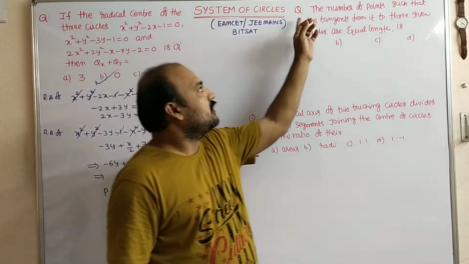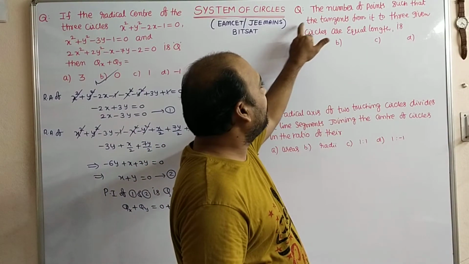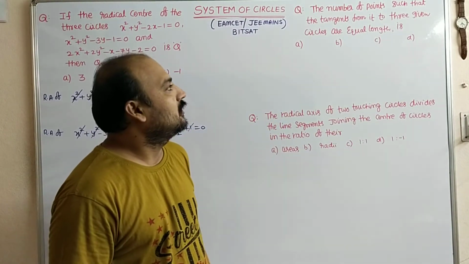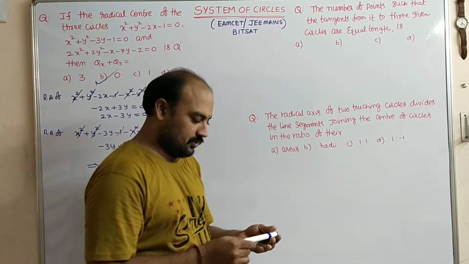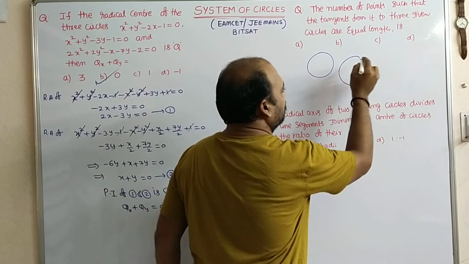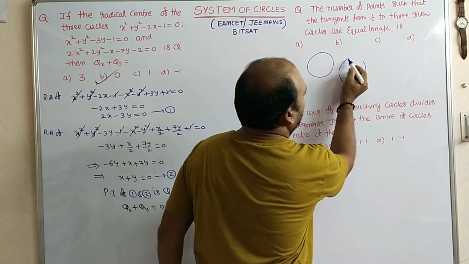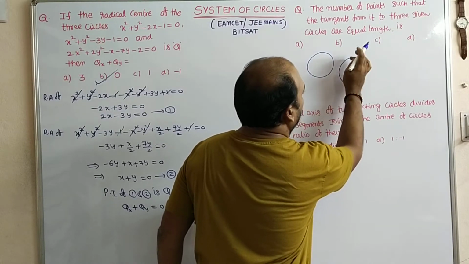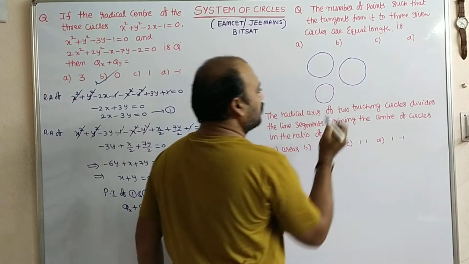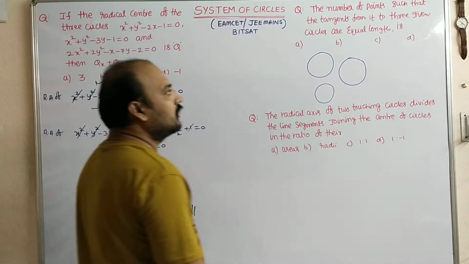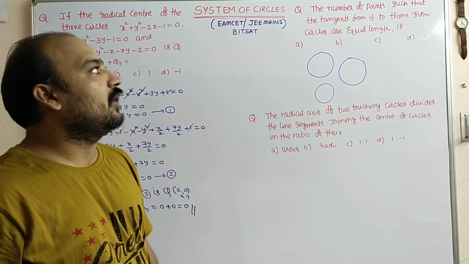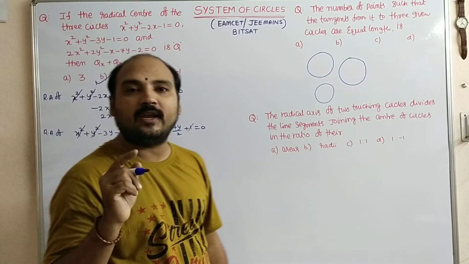The next question. The number of points such that the tangents from it to three given circles are of equal length. Three given circles are there. These are the given three circles. The number of points such that the tangents from it to the three given circles are of equal length. That's it.